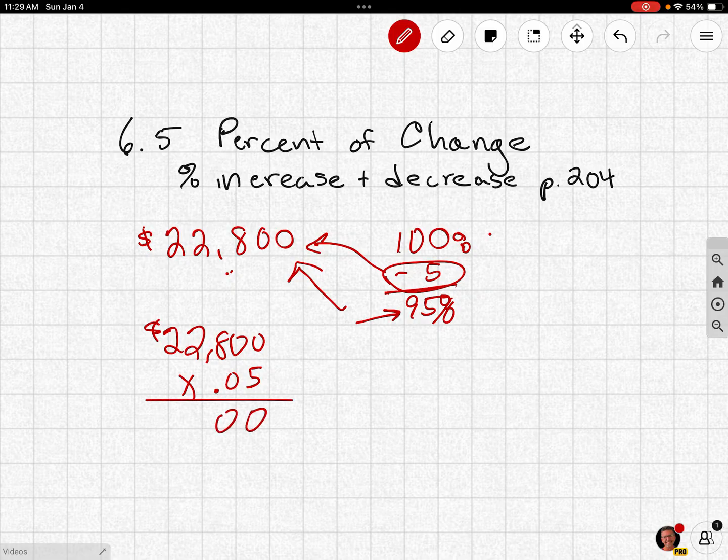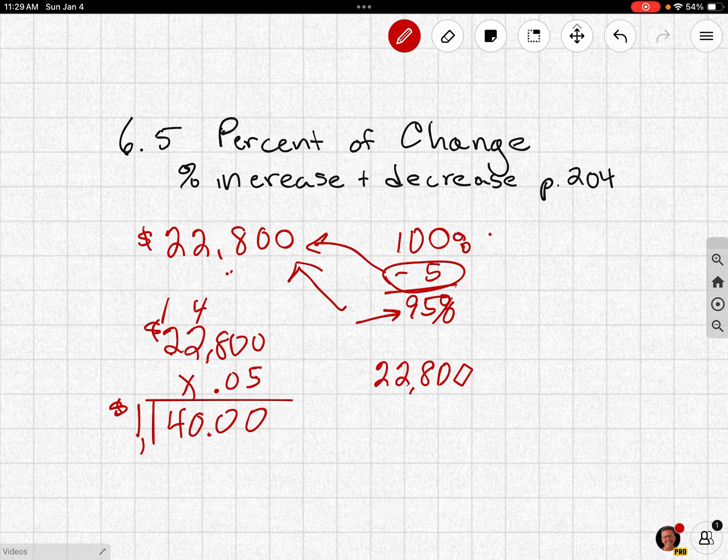0, 0, 8 times 5 is 40. 2 times 5 is 10, plus 4 is 14. And then 2 times 5 is 10, plus 1 more is 11. And we got to move the decimal point over 2 spots. And so we have 1,140 is the decrease in the price. So, does that make sense? Does that sound like a right number?